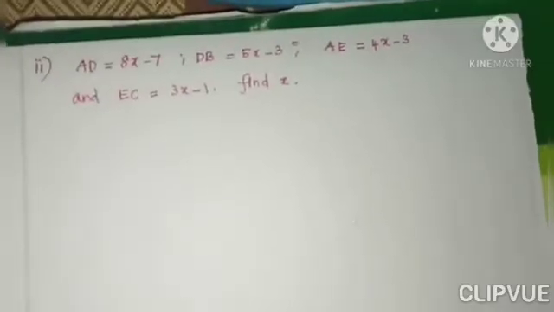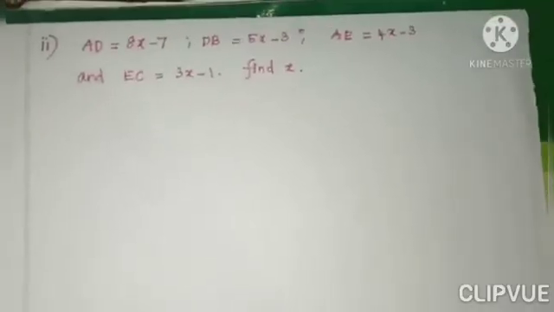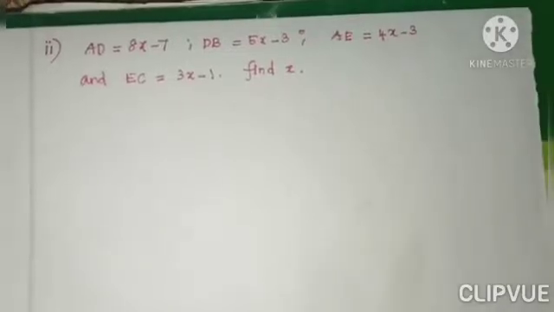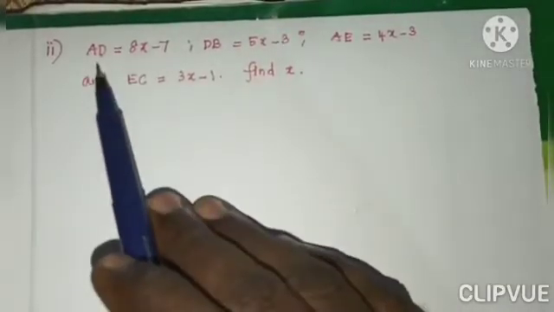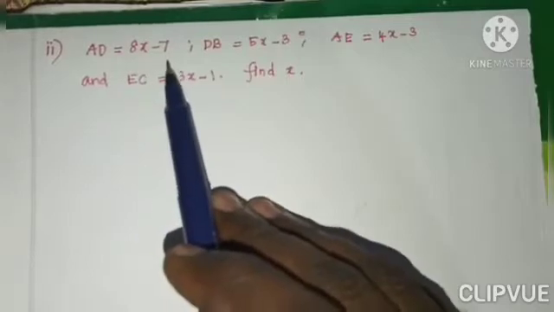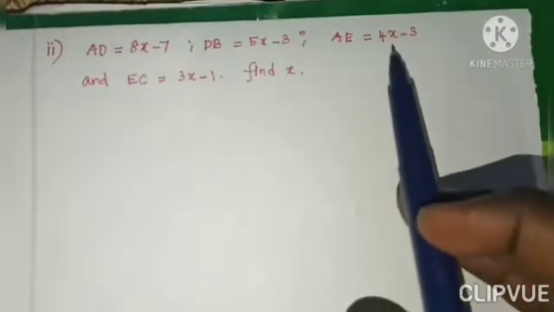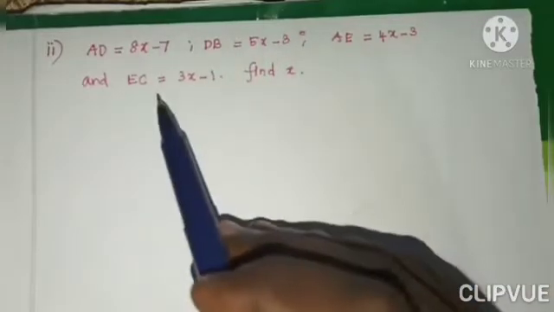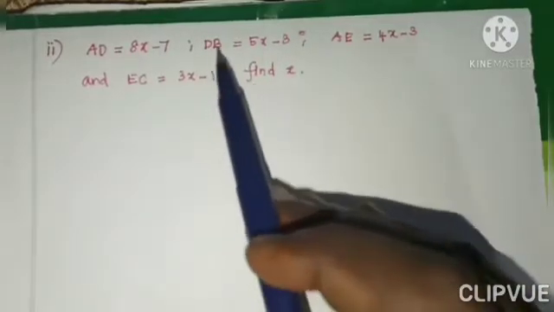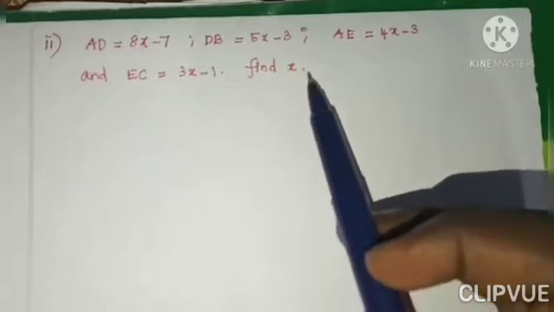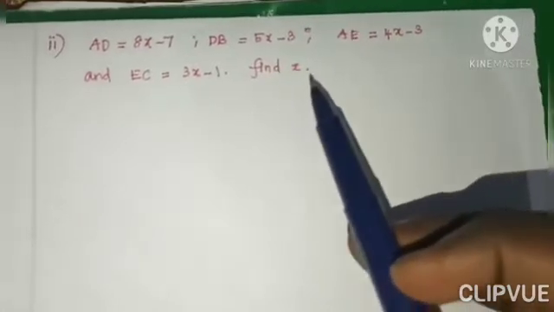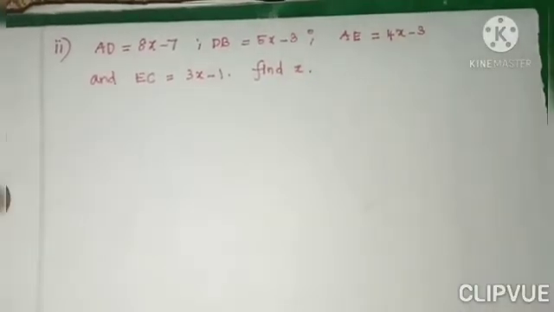Exercise number 4.2, question number 1, second subdivision. The question is AD equal to 8x minus 7, DB equal to 5x minus 3, AE equal to 4x minus 3, and EC equal to 3x minus 1. The unknown value is x. So here all the 4 values are given. Now we are going to find the value of x.